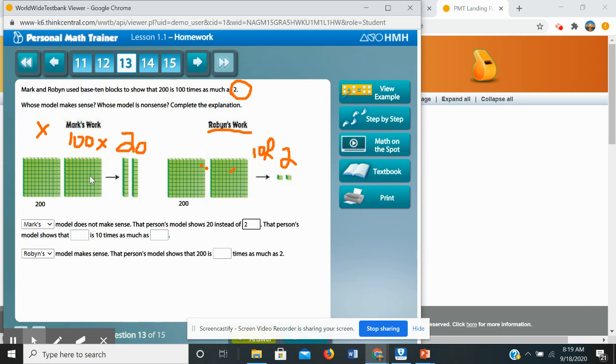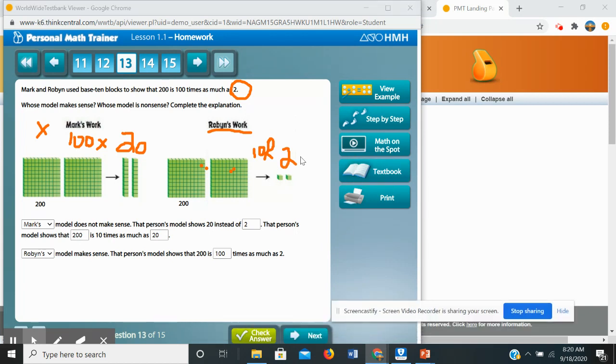And again, that person, meaning Mark, Mark's model shows that 200, remember, because that's the answer that they wanted you to get to, 200 is 10 times as much as 20, because that's what he started with, and that's why he is incorrect. Robin's model does make sense because her model is showing that the 200, the answer, is 100 times more than the 2 that she started with.